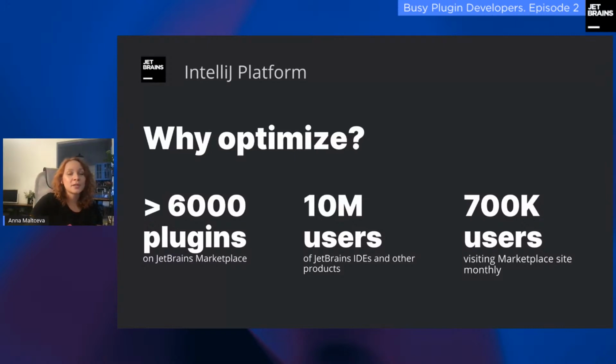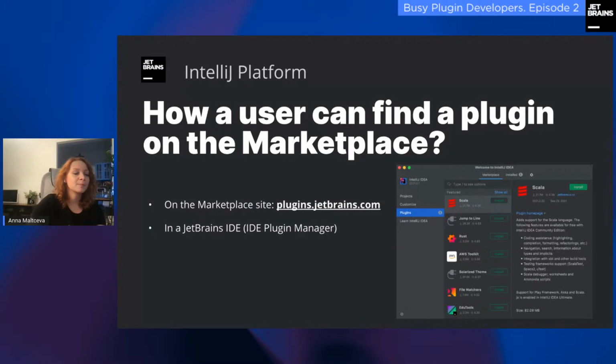But how do users generally find your plugins on the marketplace? If they use JetBrains IDEs, they can go right there and find plugins they're interested in in the IDE Plugin Manager. And also, they can find it right on the marketplace site. For example, they can just browse it there, or they can enter some search query in search engines, for example, Google, and land on your plugin page.